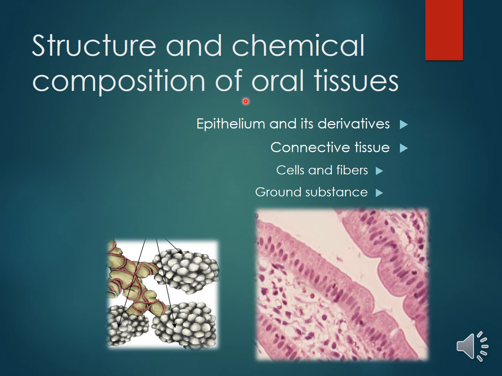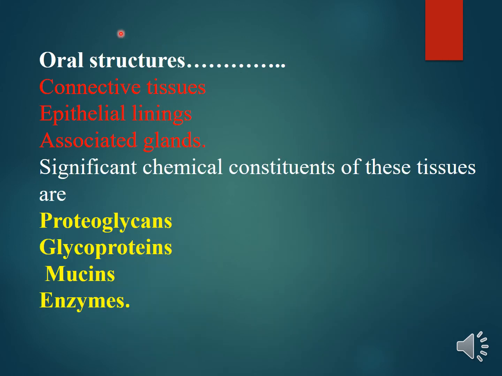Structures and chemical composition of oral tissues. It includes epithelium and its derivatives, connective tissue cells, fibers, and ground substance. Now, the oral structures include, as we mentioned, the connective tissue, the epithelial lining, and associated glands. The significant chemical constituents of these tissues are proteoglycans, glycoproteins, mucins, and enzymes.